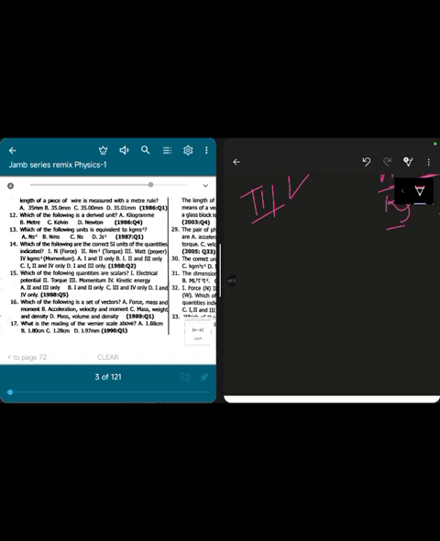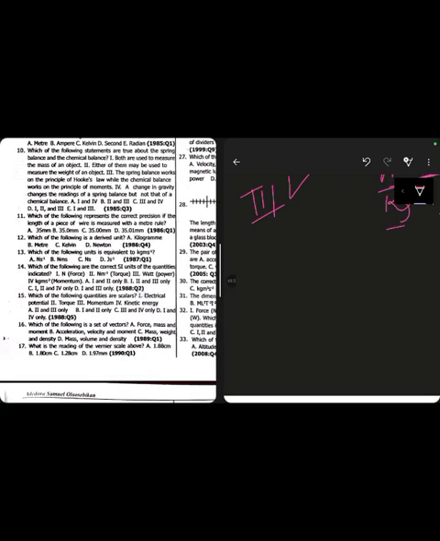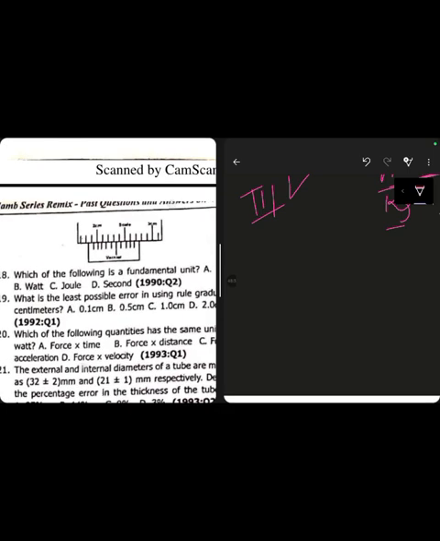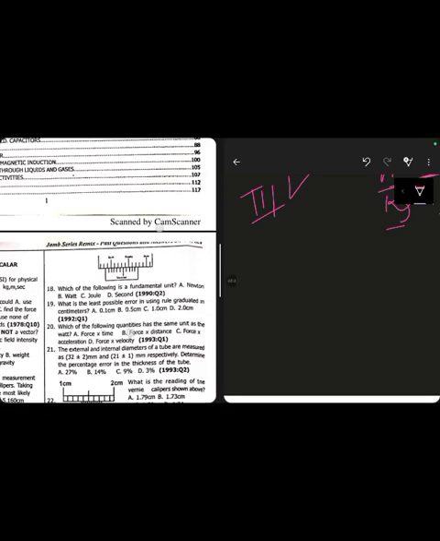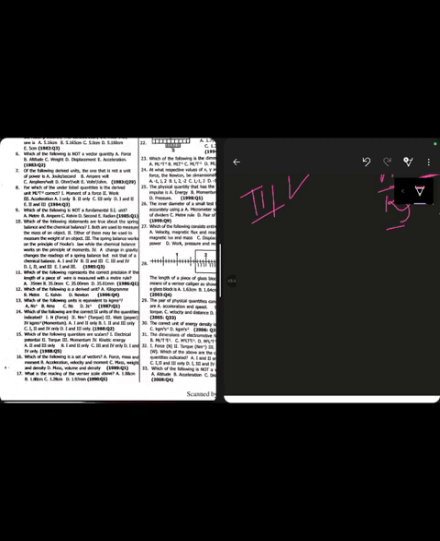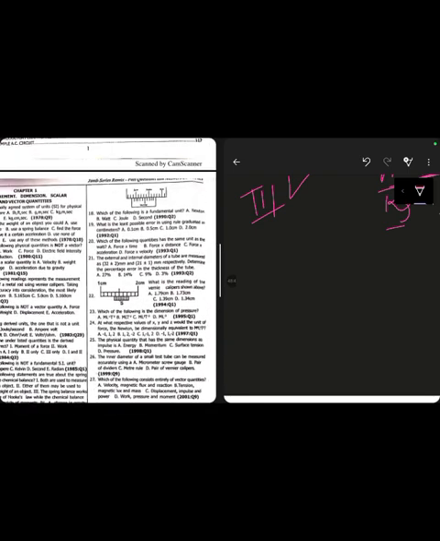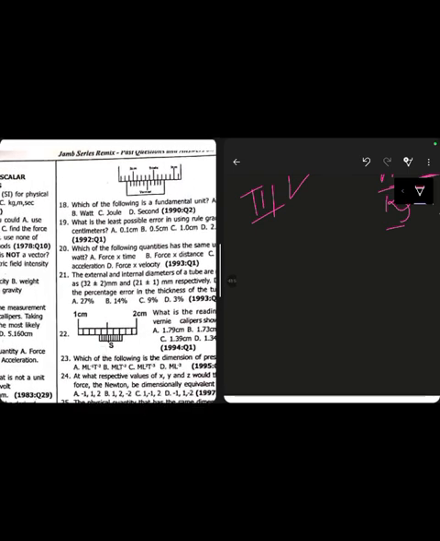17 says, what is the reading of the vernier scale above? Let's look for the vernier scale. Good. So for question 17, let's take the reading of that vernier scale. Okay, very good. I'll have to draw it. Then here's my vernier scale.